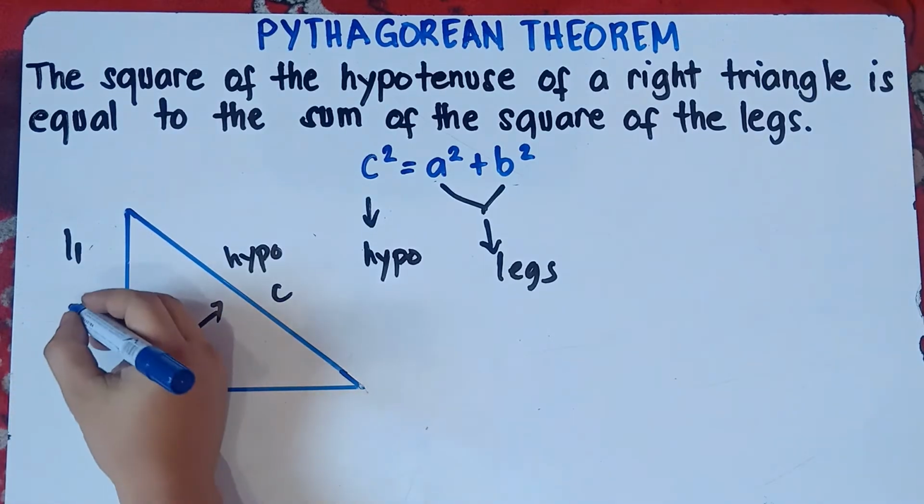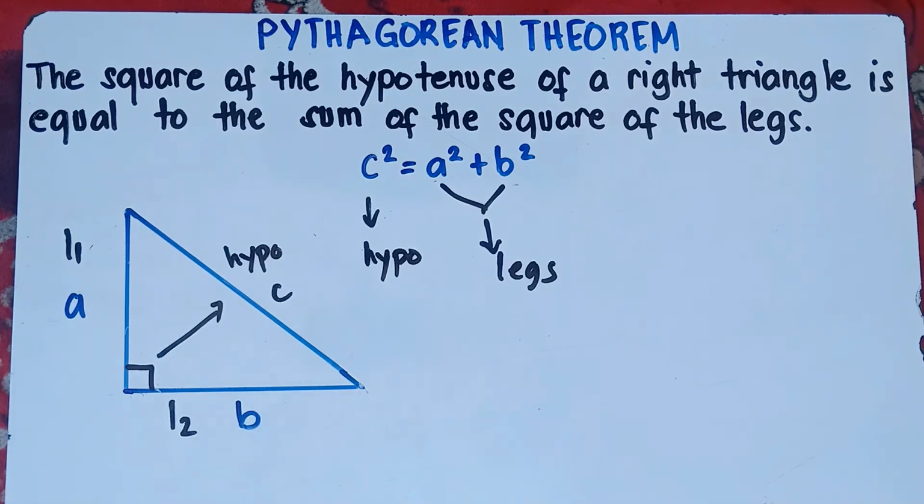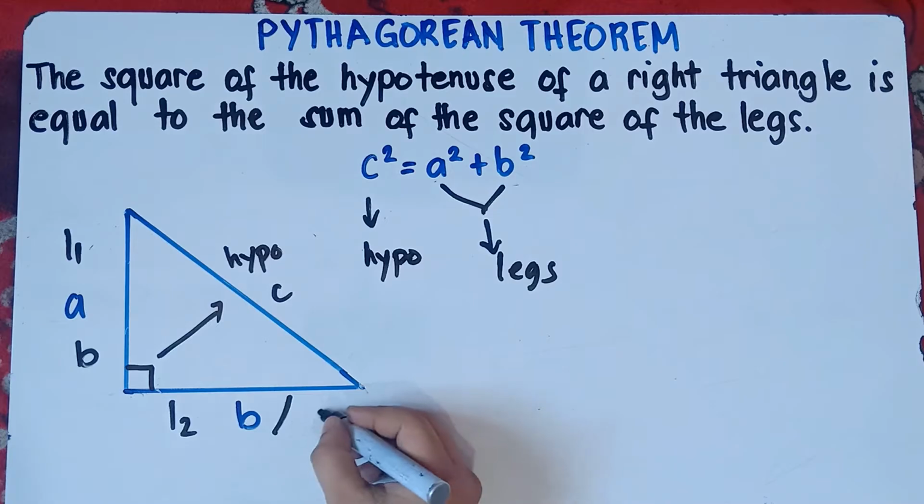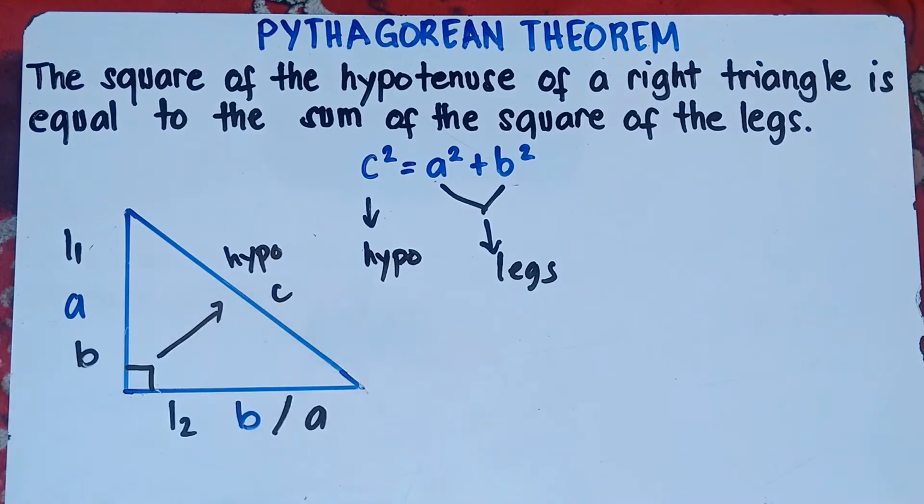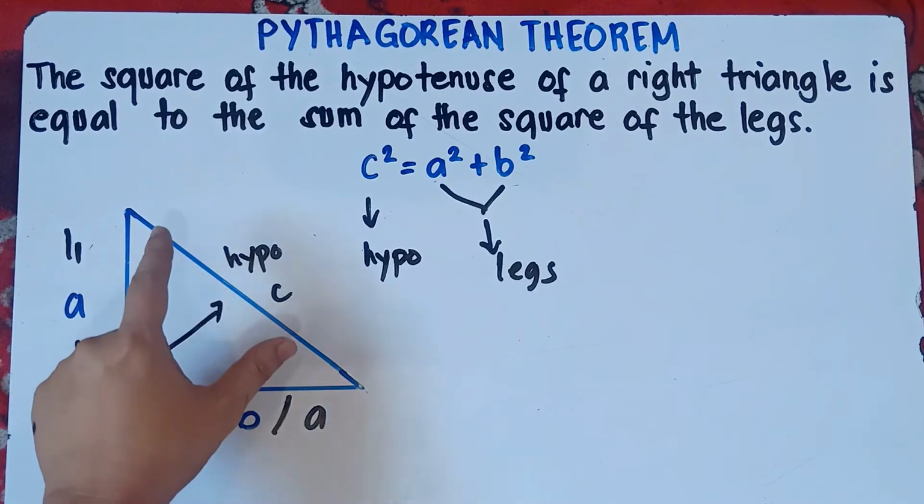So, if this is your A for leg 1, this will be your B for leg 2. Now, if this is your B for leg 1, this will be your A for leg 2. So, once again, class, it doesn't matter for the legs, it could be A or B, as long as the hypotenuse is always C. The longest side is always C.